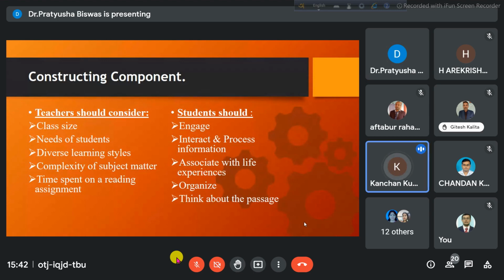Here, it depends upon the size of the class. This is first, because if class size is very small, then the teacher can focus individually. But if class size is about 50 or more than 50 students, then the teaching strategy will be changed according to the size of the class.